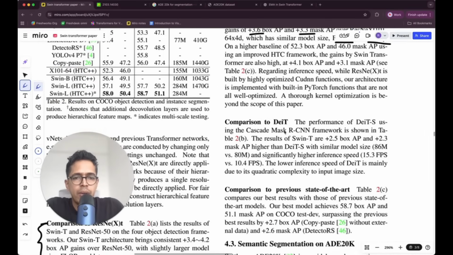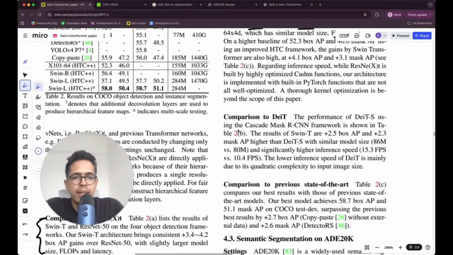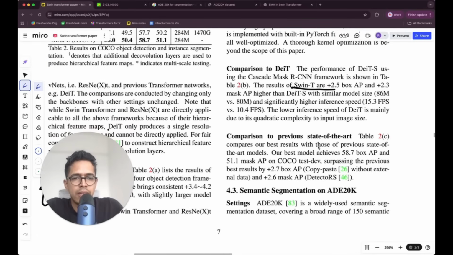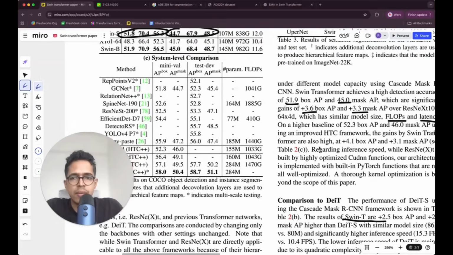Okay, comparison to DeiT. Performance of DeiT using the Cascade Mask RCNN framework. Results are, again, Swin Transformer is better. That is all right. Comparison to previous state of the art in table 2C. Where is 2C? This is, I guess, 2C.